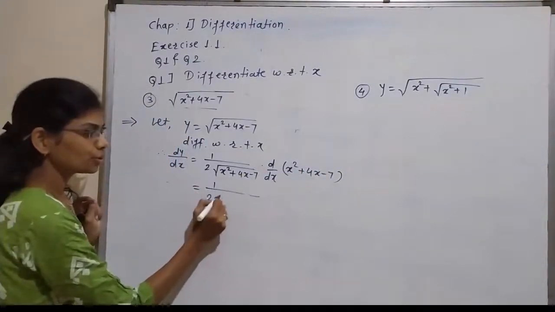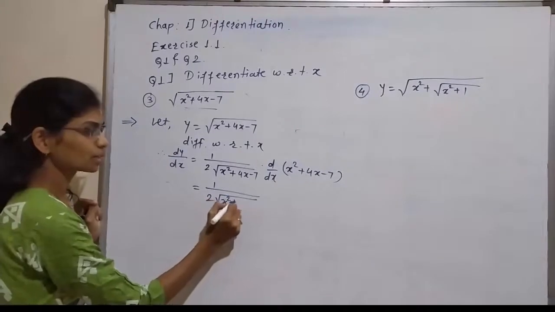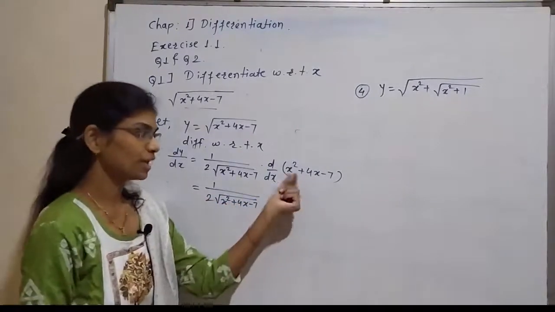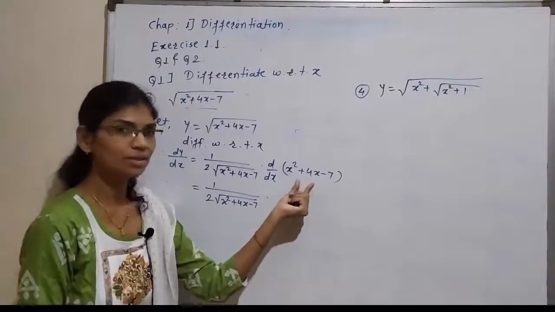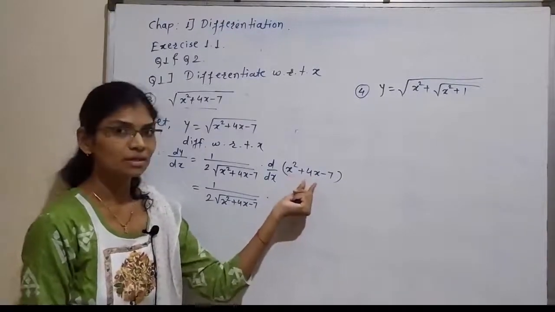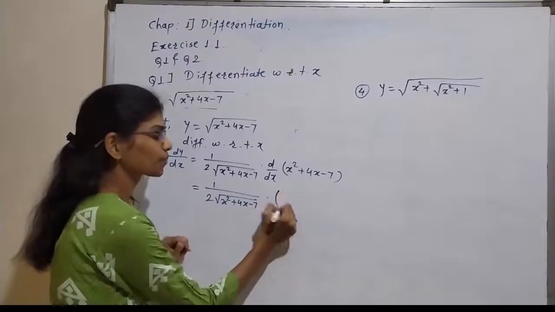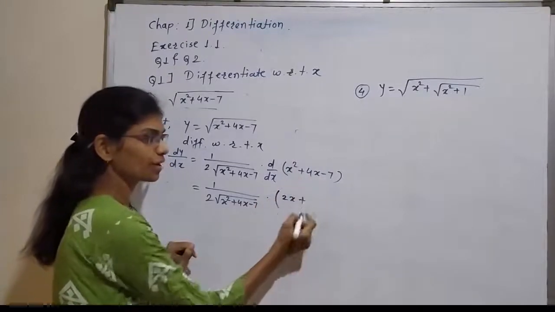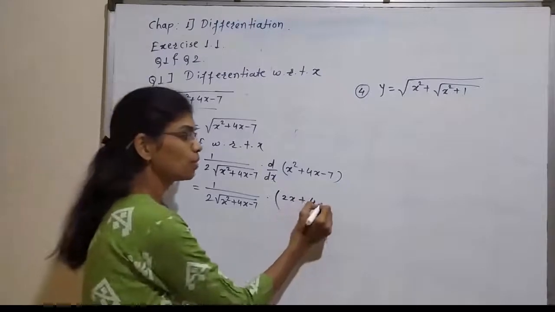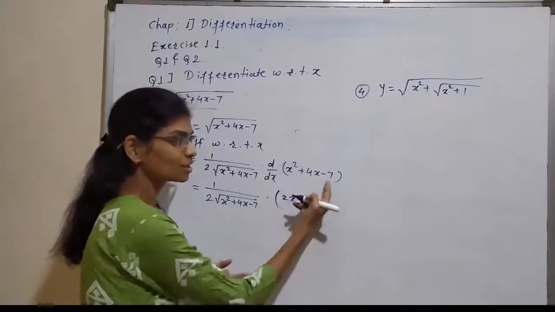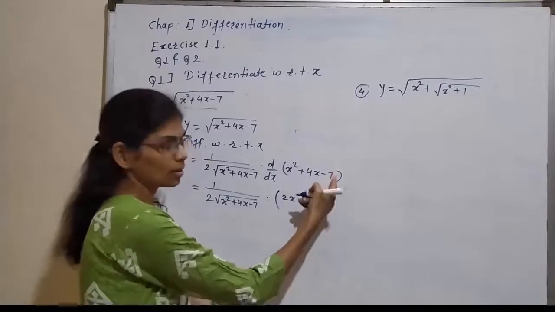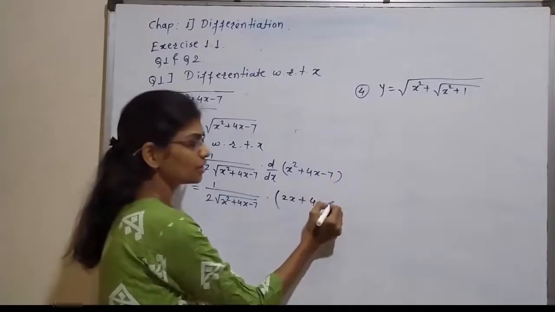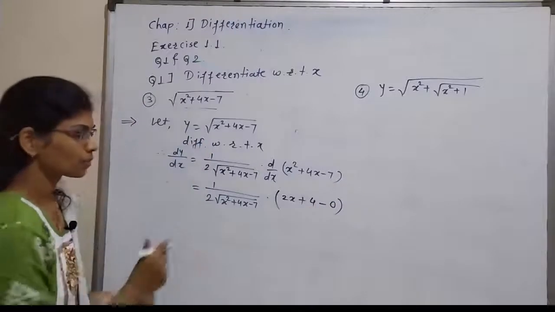1 divided by 2 into root of x square plus 4x minus 7, multiplied by the derivative of this one. There are 3 terms present. Taking the separate derivative of each one: the derivative of x square is 2x, plus the derivative of 4x is only 4, minus the derivative of the only constant term present here, which is 7. It means x is absent, therefore its derivative is 0.